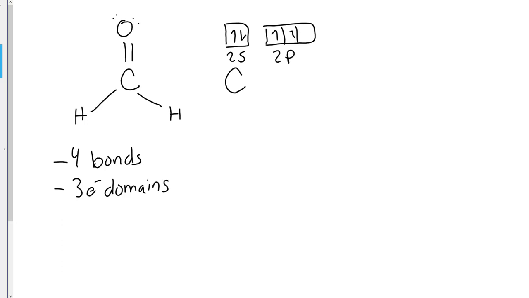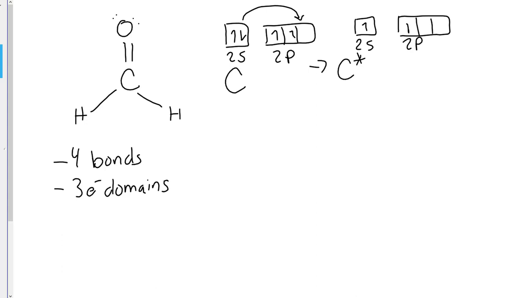So what's the first step? Step number one, promote. So we're going to promote until we have as many half-filled orbitals as we have bonds. We have four bonds. So we're going to take this electron and just promote him. I'll draw this off to the side. It's now C star, or C at a higher energy level, no longer at the ground state. Now I've just got one in that 2s, and my 2p has one apiece. All right. So that was step one.